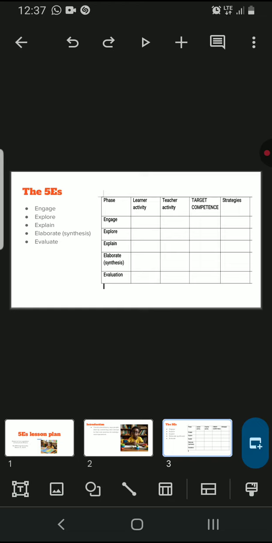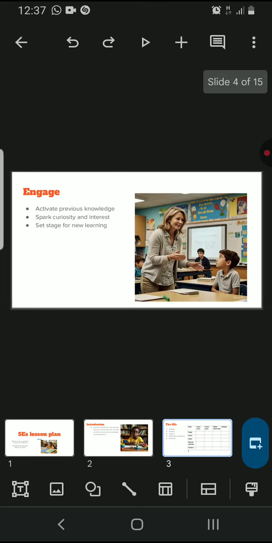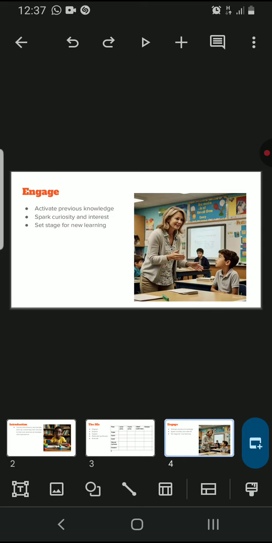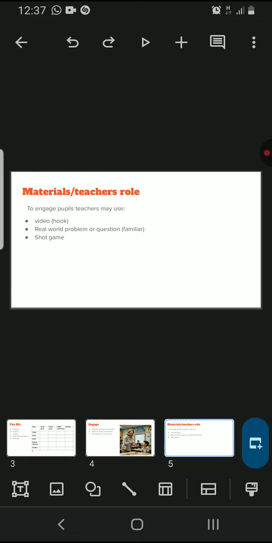So for learning to take place successfully, a teacher should be able to first engage the learners, allow them to explore, explain, elaborate, and finally evaluate their understanding. At engage stage, the teacher's role is to activate previous knowledge of the child, to spark curiosity and interest, to set stage for new learning. How do we do that?